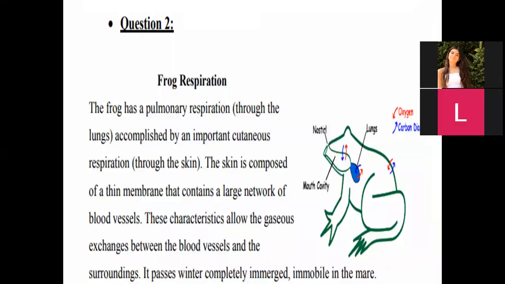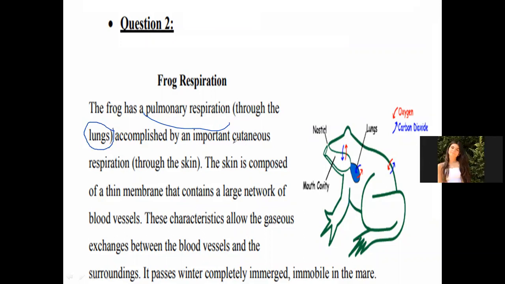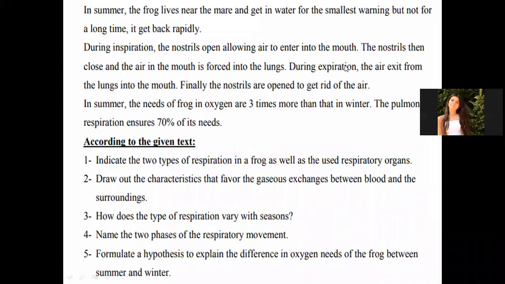Good morning. So they said we have two types of respiration. Can you tell me what are these two types? They are mentioned here in the text. The frog has... Lungs. The type of respiration is the pulmonary respiration, and the organ is the lungs. The second one is called what? Cutaneous. And it's through what? Through the skin. Very good. So we have two types: pulmonary through the lungs and cutaneous through the skin.